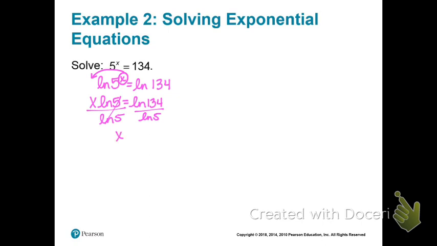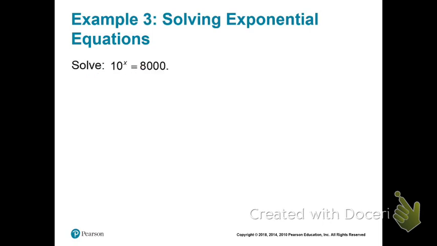And so we get x equals, and then we're just going to type that in our calculator. All right, so I typed natural log of 134 divided by natural log of 5, and I got 3.043. Now, if we would have taken the log of both sides, we could have done that, and our answer would be exactly the same.